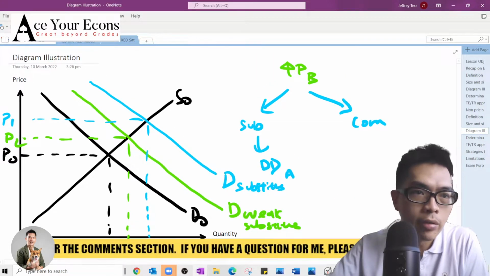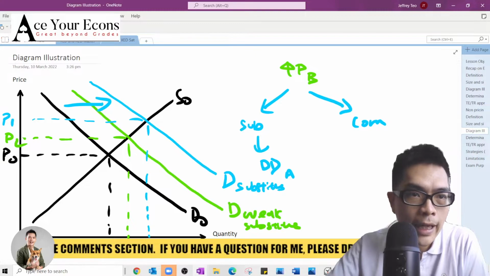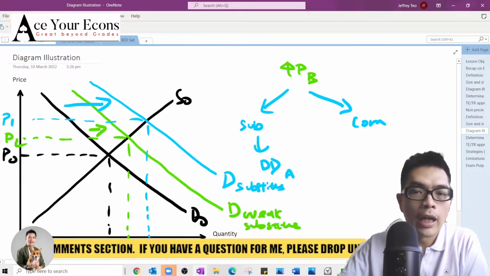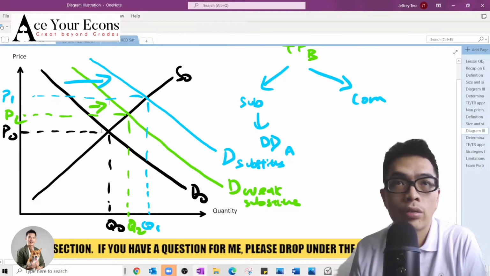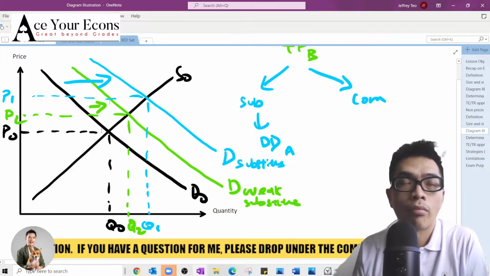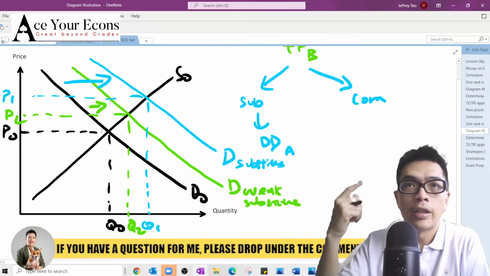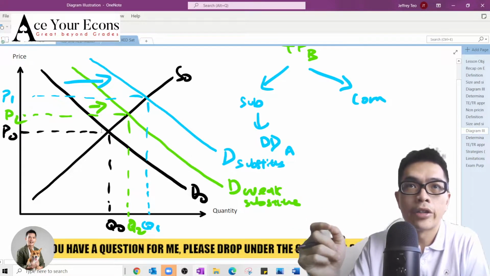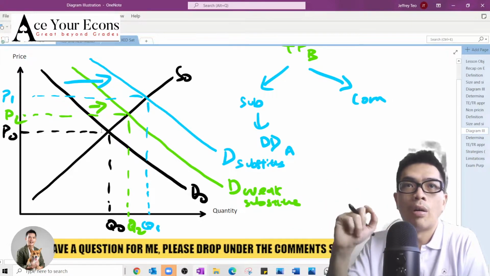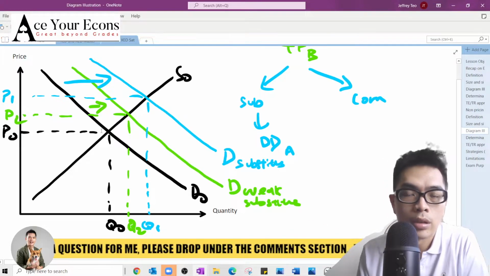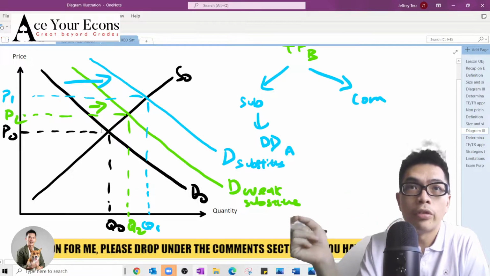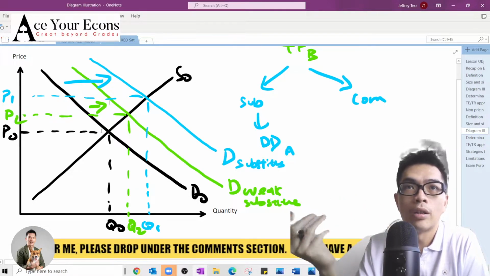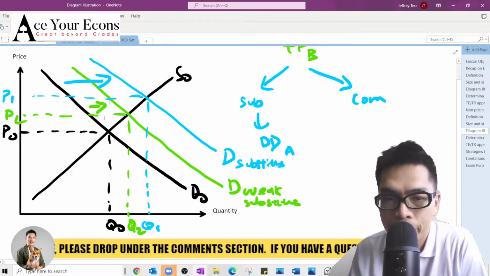So all you need to do is to look out for the size of the arrow. And if it's a complement good, the direction of the arrow also matters. When the price rises, if demand for the good goes in the same direction, substitute. If they go in the opposing direction, complements. And how much they move in the opposing direction depends on the strength of your complements.